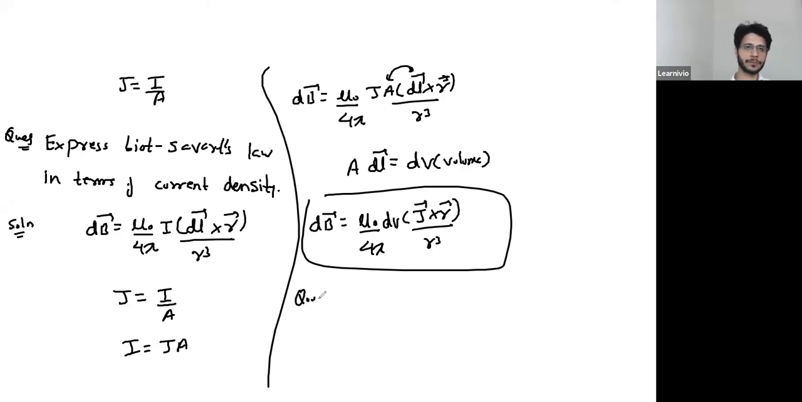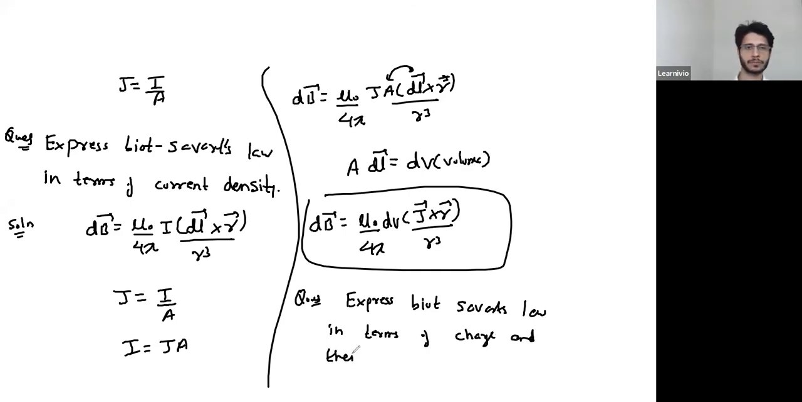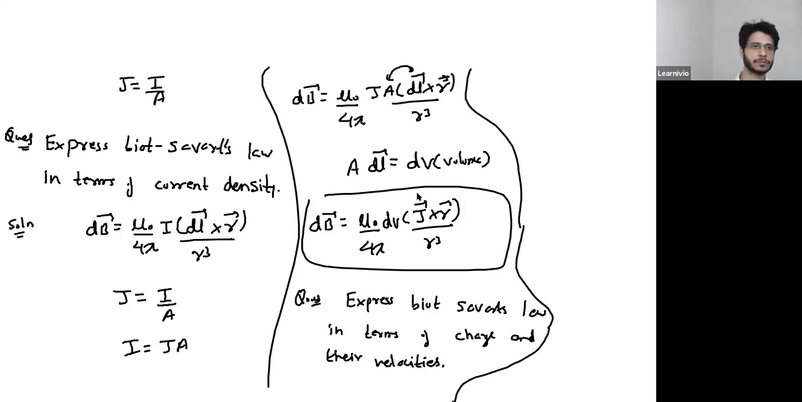Do one more thing. Express Biot-Savart's law in terms of charge and their velocity. In terms of charge and their velocity. Solve it. You can use this expression that I is dq over dt.